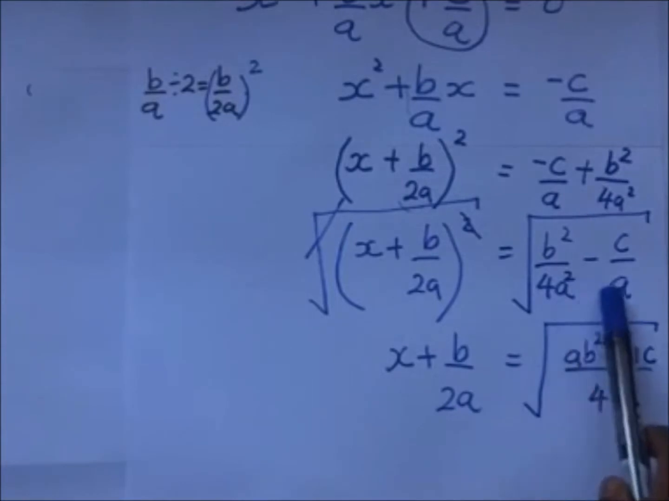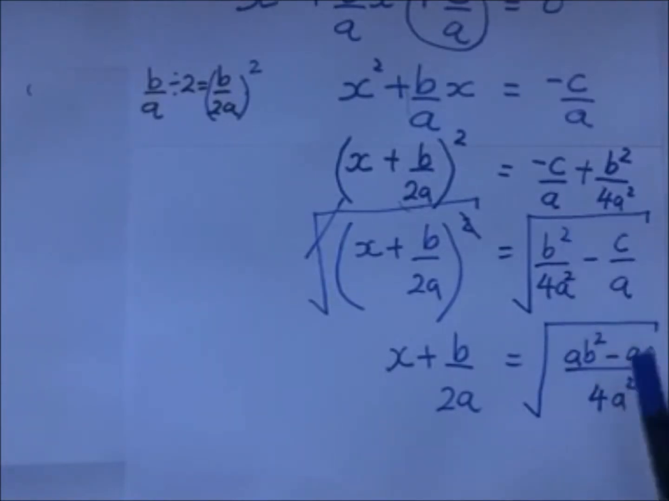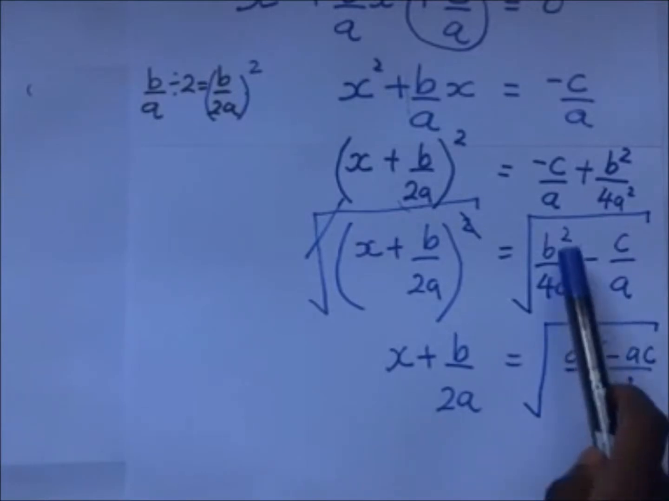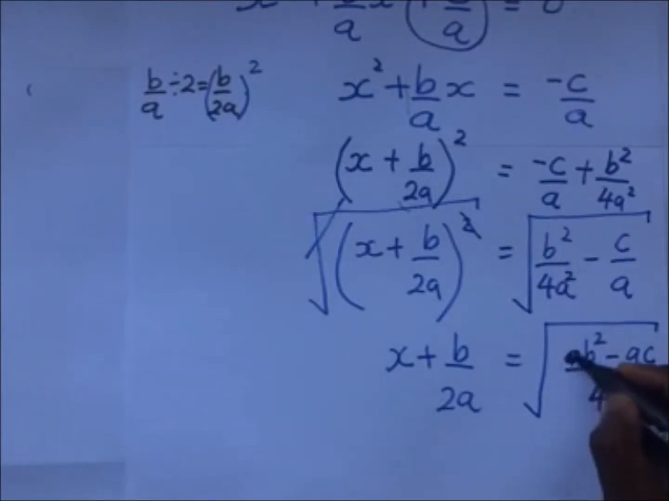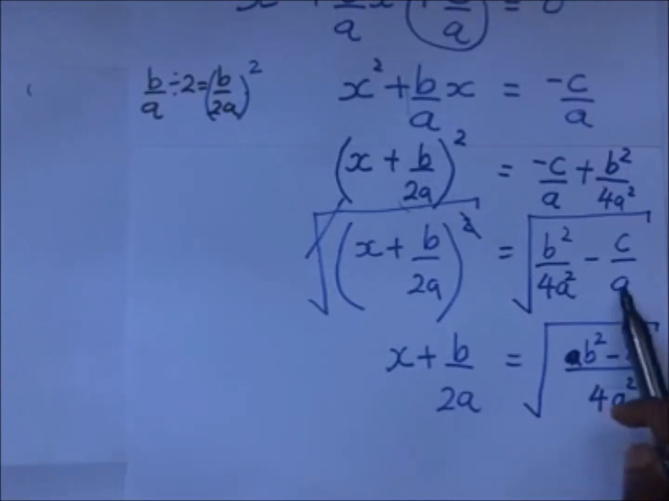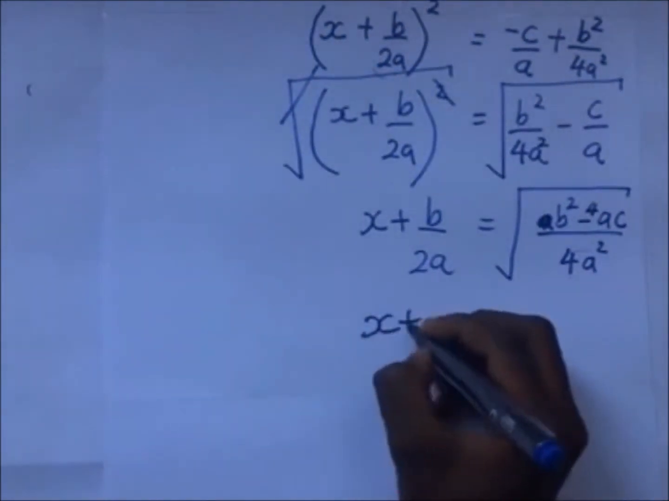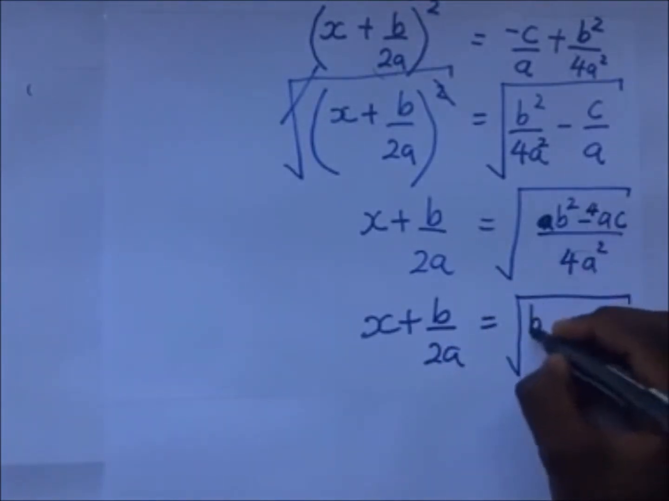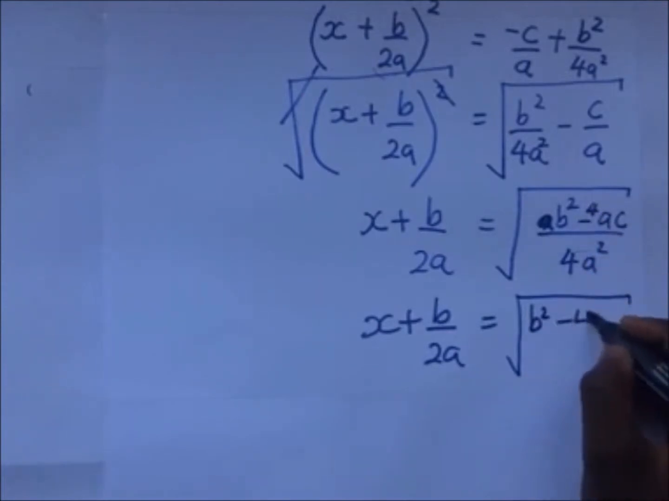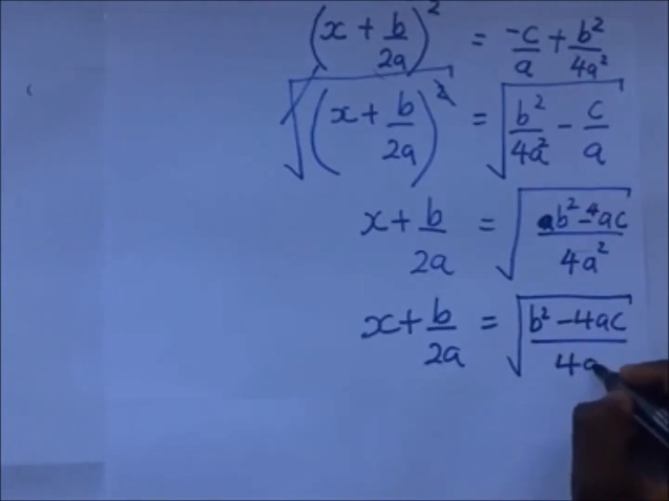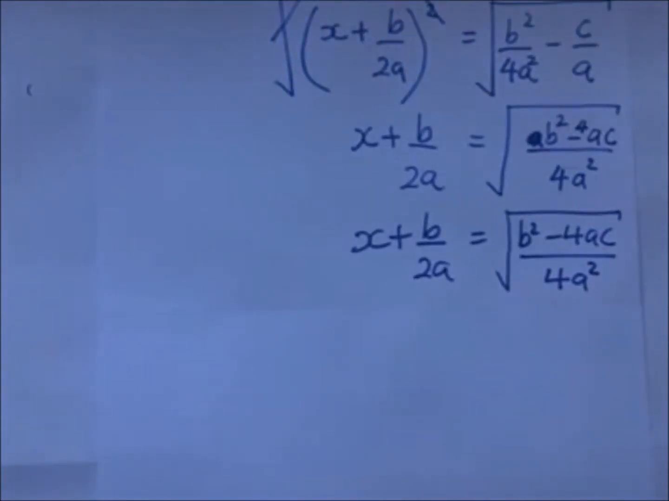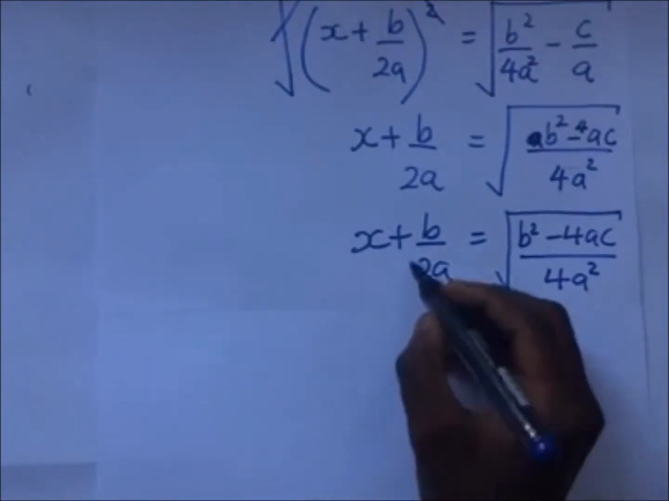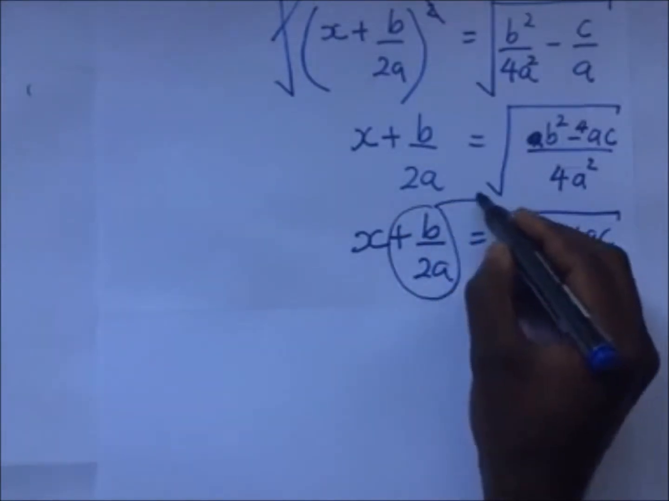Now the LCM of 4a squared and a is 4a squared. So 4a squared divided by 4a squared is 1, 1 times b squared is b squared. Then 4a squared divided by a is 4a, and 4a times c is negative 4ac. So our next step is x plus b over 2a equals the square root of b squared minus 4ac over 4a squared.